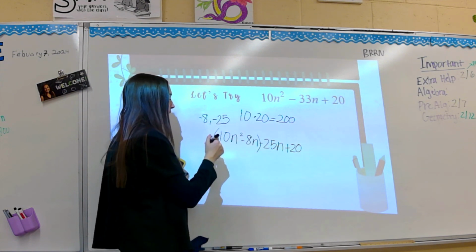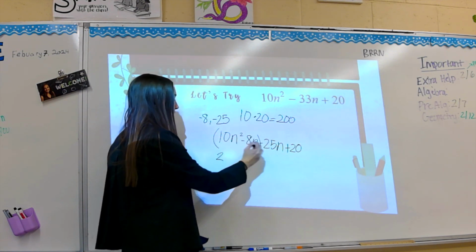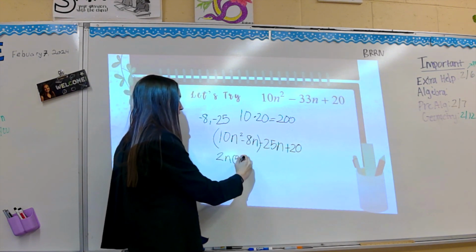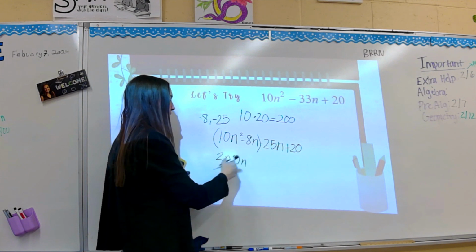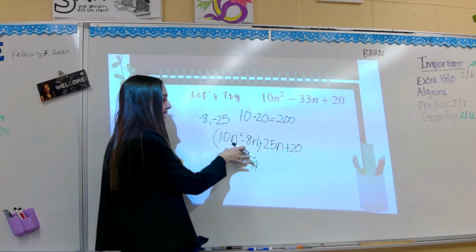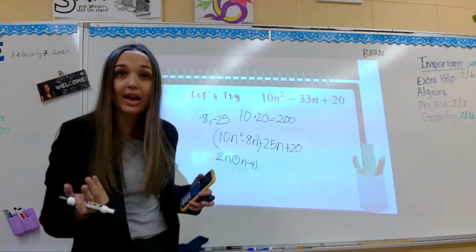Now I look at the first two, and I'm going to try to find a GCF. So I'm going to take out a 2 and then an n. When I divide this by 2n, I get 5n. When I divide this by 2n, I get a minus 4. If I refoiled this in, I would get 10n squared minus 8n, so you can check your work that way.